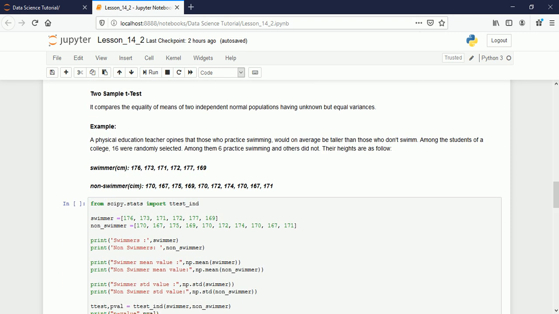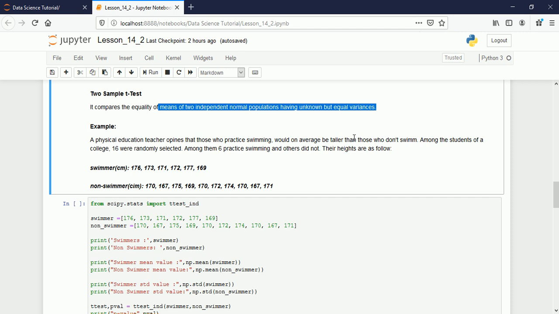Now let's go for the two sample t-test. The name itself indicates two samples, it means we have two samples here. It compares the equality of means for two independent normal populations having unknown but equal variance. So as we said earlier, here also the variance is unknown but the mean should be given. So let's have an example here.